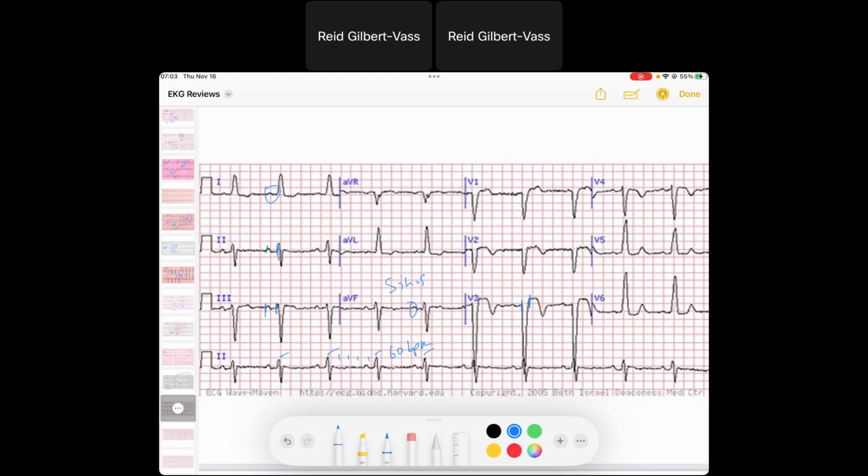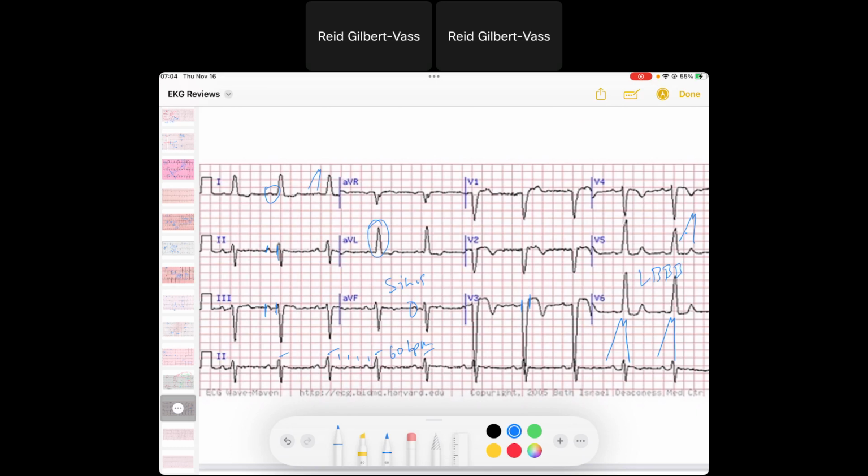And if you look, this is a really hard one to see. But when you see these wide, slurry upward waves in V6, you can almost believe that there's an RSR prime up there. Lead 1, it's like an RSR prime, and same thing with aVL. And so this is maybe a very subtle left bundle branch block.